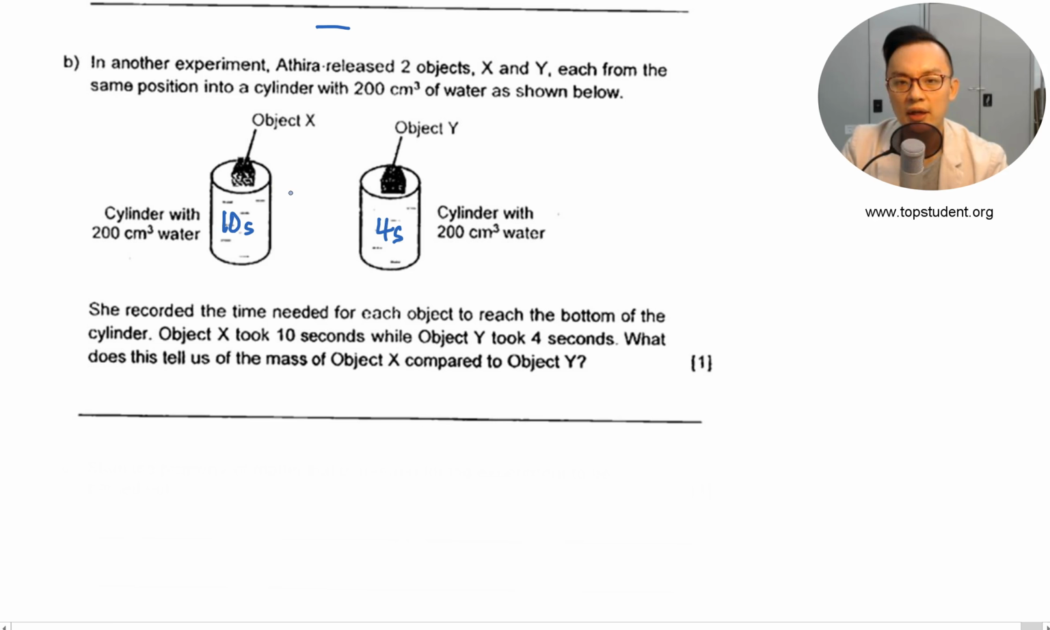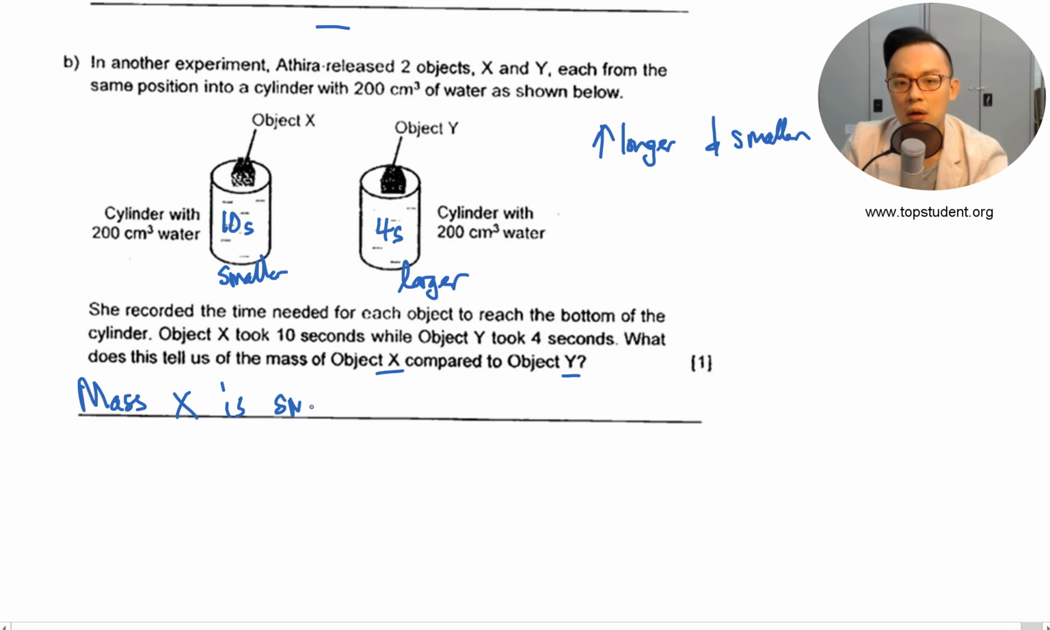Okay, so everything else being equal, if you take longer to sink down, your mass is actually smaller. So this one will have a smaller mass because it takes longer. If you are heavier, then you will drop down faster. And this one has a larger mass. So what does this tell us about the mass of object X as compared to the mass of object Y? The mass of object X is smaller than the mass of object Y.